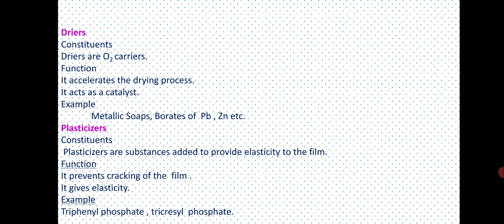Plasticizer. Plasticizers are substances added to provide elasticity to the film. Functions: it prevents cracking of the film. It gives elasticity. Examples: triphenyl phosphate, tricresyl phosphate.